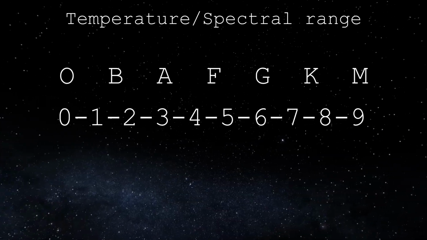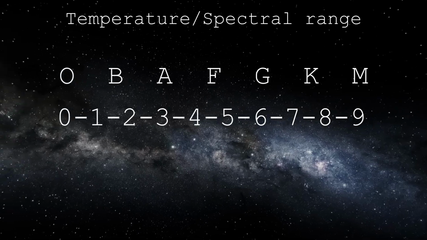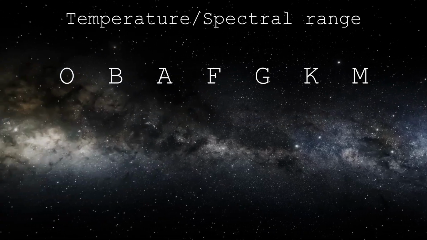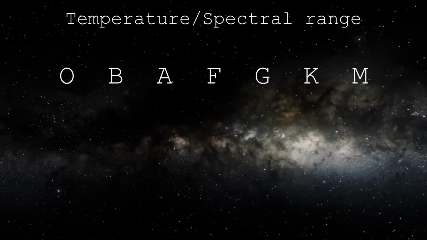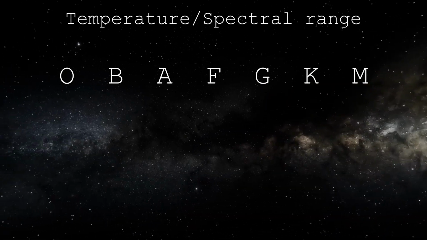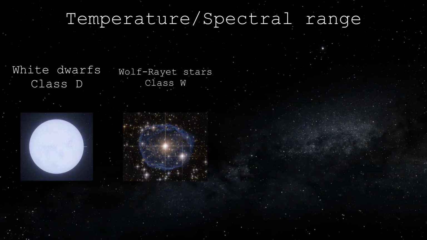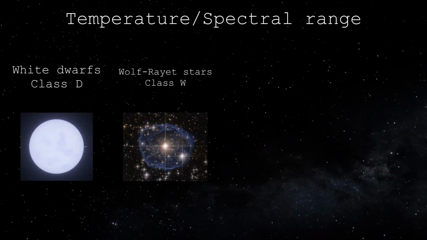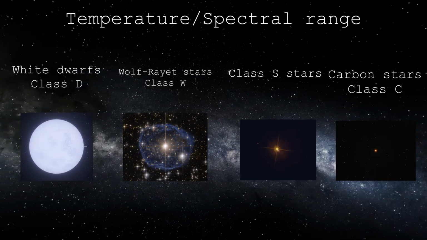These letters are then divided into 9 more segments ranging from 0 being the hottest and 9 being the coolest. These represent the most common stars in the universe. However, there are 4 types of stars that fall outside this main sequence. And these are white dwarfs, classified with D, Wolf-Rayet stars, classified with W, stars with equal parts carbon and oxygen, classified with S, and carbon stars, classified with C.